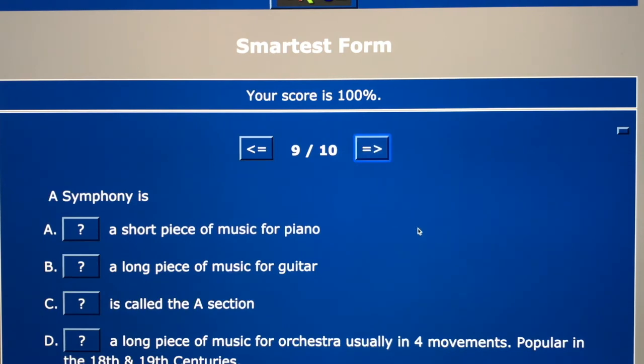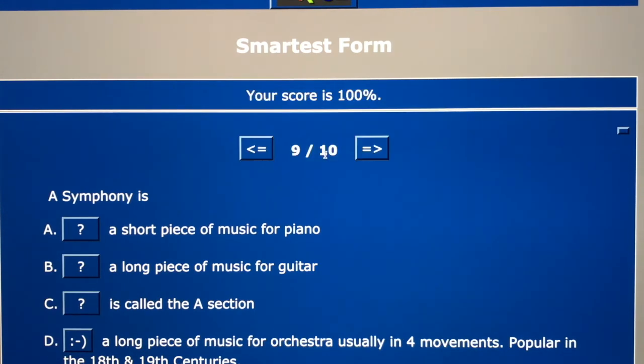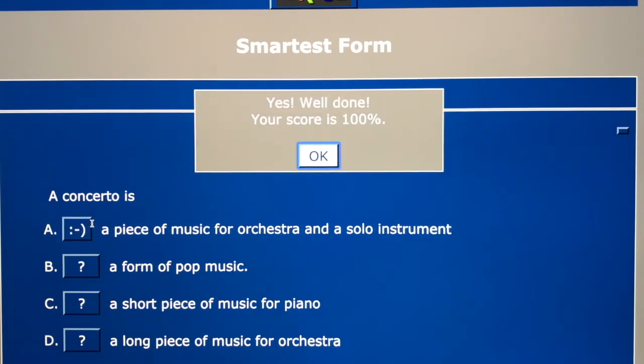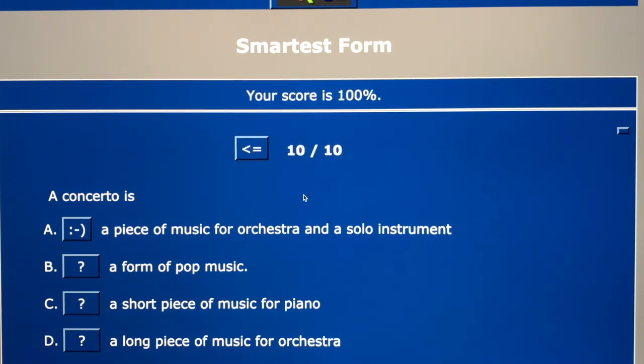Question number 9. So if you weren't sure about this and you gave it a guess, the right guess would have been D, a long piece of music for orchestra, usually in 4 movements and popular in the 18th and 19th centuries. And finally, question number 10, a concerto is a piece of music for orchestra and a solo instrument. Yes, well done. If you got 10 out of 10 for that, you are absolutely amazing because some of those questions were really tricky.